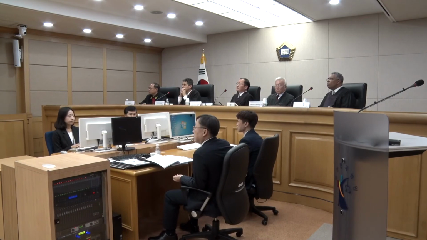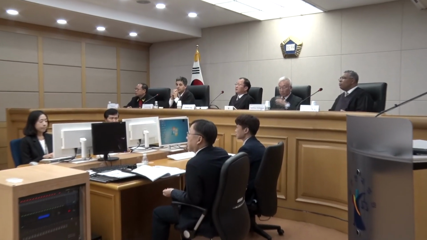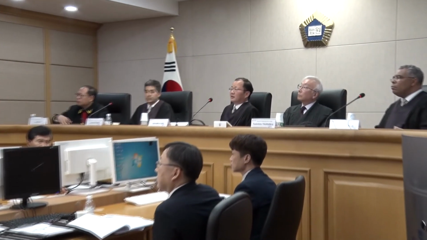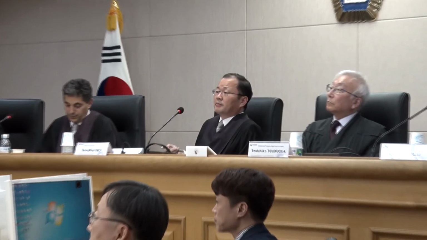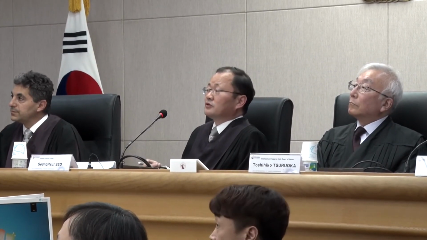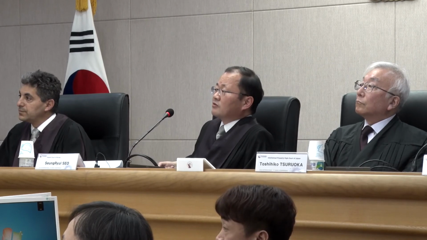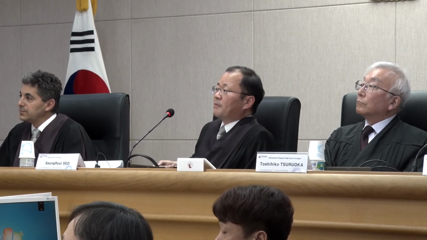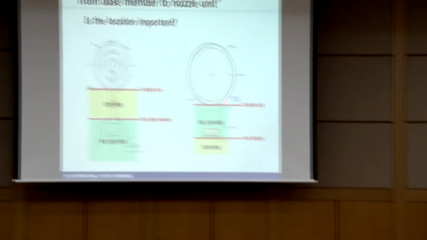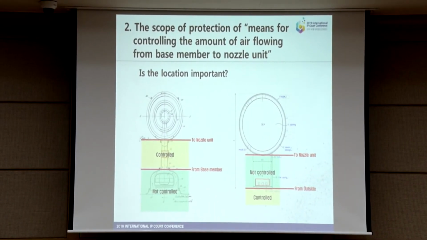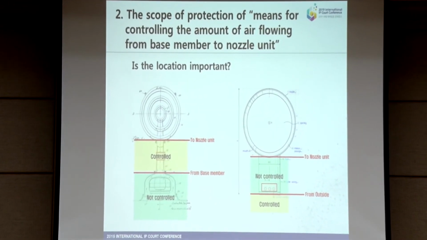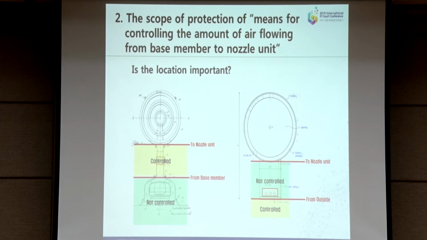The patented invention controls the air from here to here. But the accused invention controls the air from outside to the base member. From here to here is not controlled. So I think it's a different technology. What do you think about this issue?